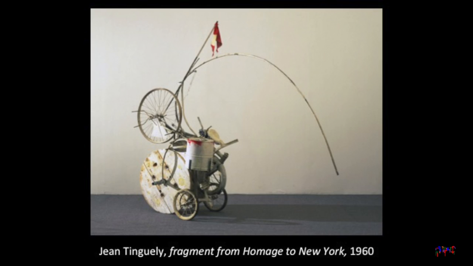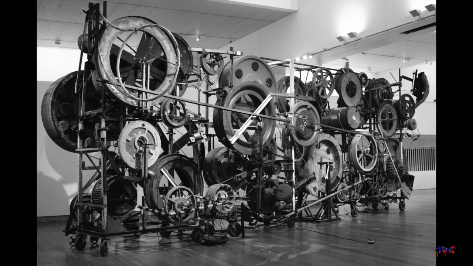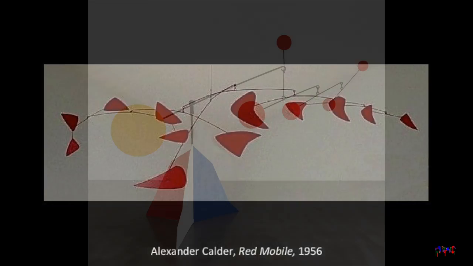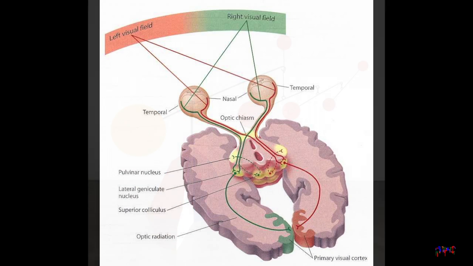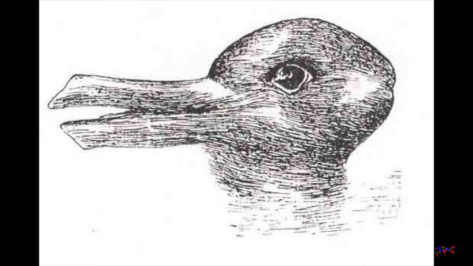In the mid-20th century, sculptors like Jean Tinguely and Alexander Calder began exploring movement in their work. This became known as kinetic sculpture. Some painters became interested in the idea of creating movement in two-dimensional works. In order to do this, they would have to understand the relationship between the eye and the brain.